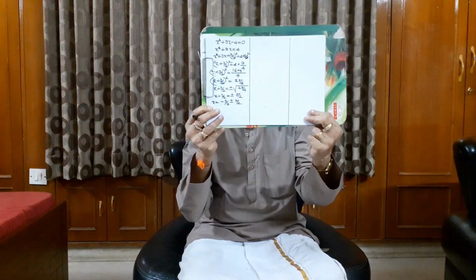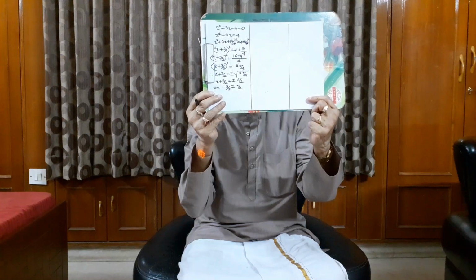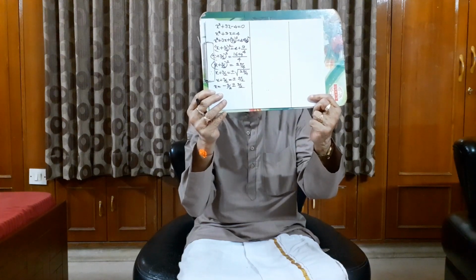So continue. x plus 3/2 is that much. Therefore, x will be equal to what? Minus 3/2, then you have to write plus or minus 5/2. Please understand. x is equal to minus 3/2 plus or minus 5/2. Now write each one separately. That is, x is equal to what?